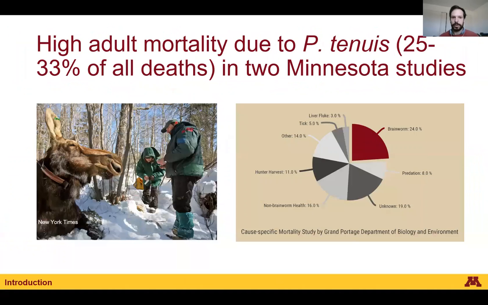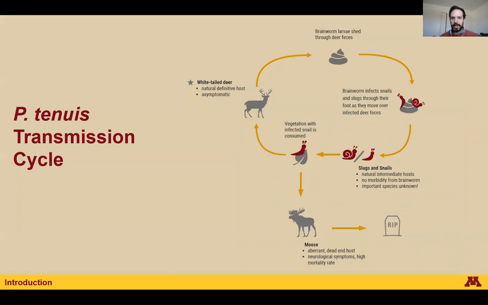Tiffany Wolf. Moose are culturally, ecologically, and economically important to Minnesota, but their persistence in the state is threatened. Recent studies undertaken independently by the Grand Portage Band of Chippewa and the Minnesota DNR both found that Parelaphostrongylus tenuis infection is the leading cause of death among adult moose in Minnesota. P. tenuis is a parasitic nematode that reproduces asymptomatically in white-tailed deer and requires a slug or snail intermediate host to complete its life cycle. But when a moose accidentally consumes an infected slug or snail, it can suffer neurological damage and death.